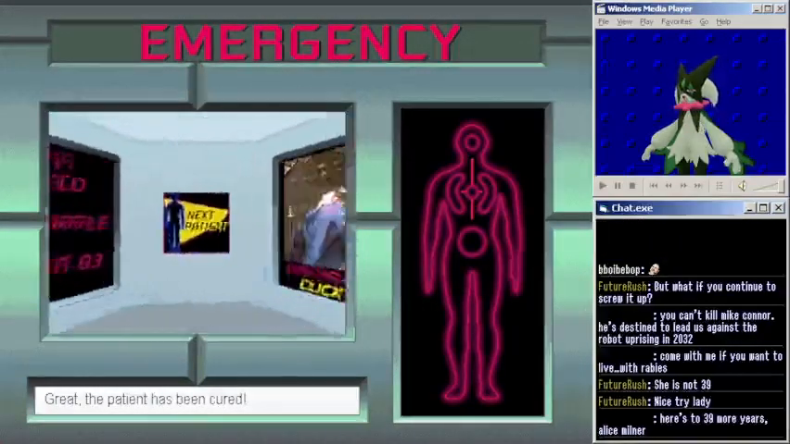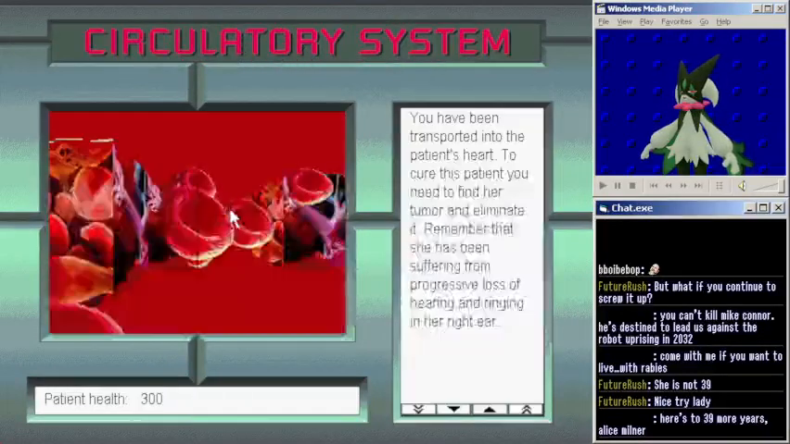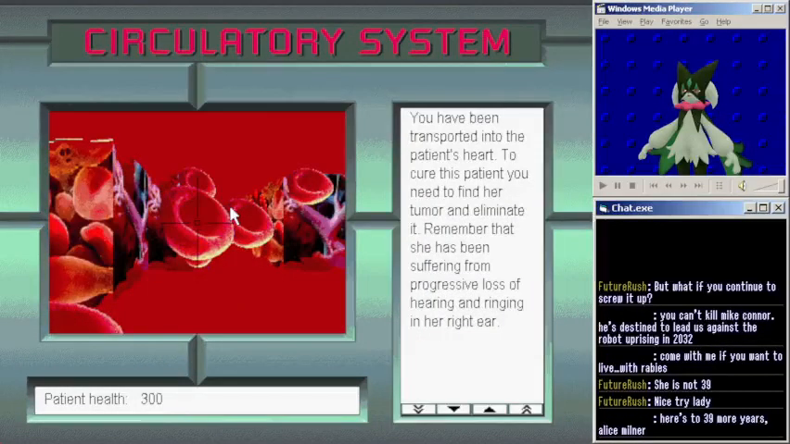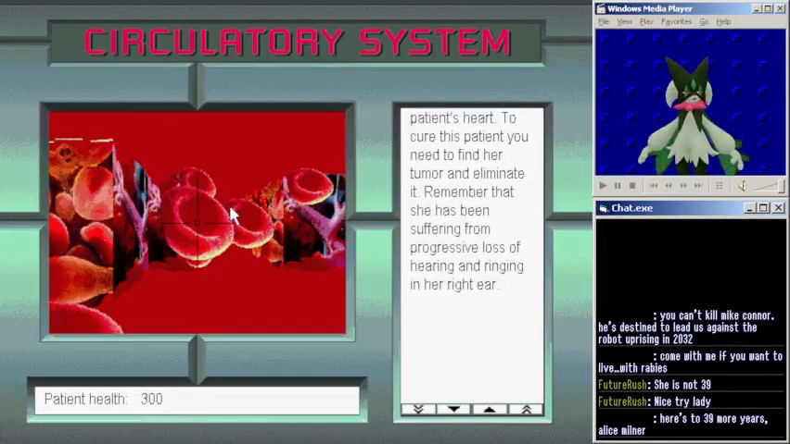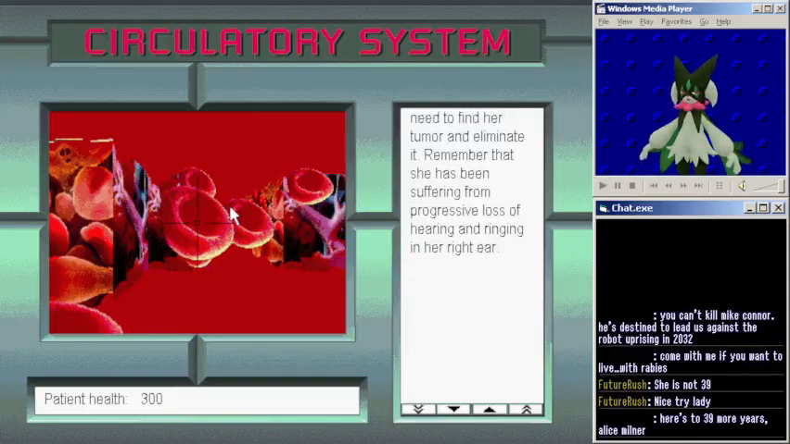Yeah, that's tinnitus. What you have been transported into the patient's heart. To cure this patient, you need to find her tumor and eliminate it. Remember that she's been suffering from progressive loss of hearing and ringing in her right ear.